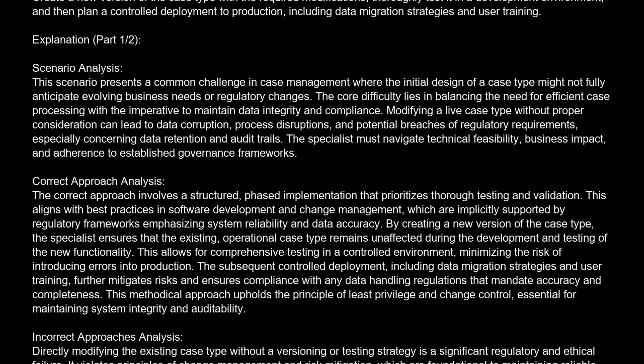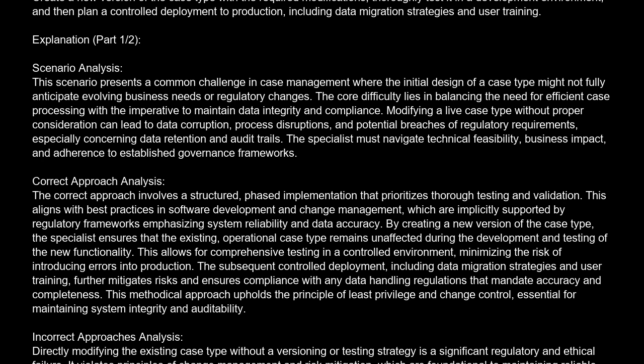Correct approach analysis. The correct approach involves a structured, phased implementation that prioritizes thorough testing and validation. This aligns with best practices in software development and change management, which are implicitly supported by regulatory frameworks emphasizing system reliability and data accuracy. By creating a new version of the case type, the specialist ensures that the existing operational case type remains unaffected during the development and testing of the new functionality. This allows for comprehensive testing in a controlled environment, minimizing the risk of introducing errors into production.